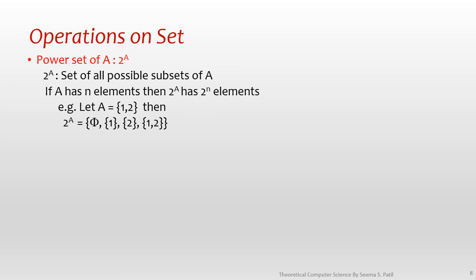If the set contains 2 elements, it has 2 raised to n, that is 2 raised to 2, which means it has 4 elements. So 2 raised to A must have 4 elements.